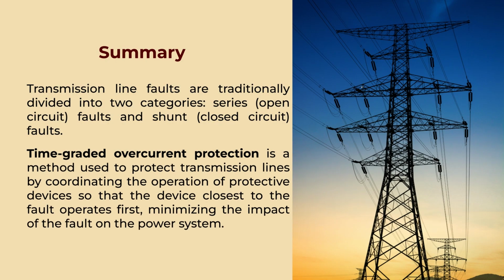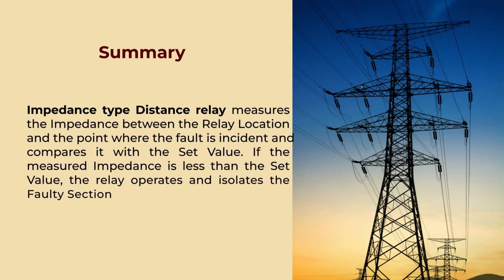Time graded overcurrent protection is a method used to protect transmission lines by coordinating the operation of protective devices so that the device close to the fault operates first. It minimizes the impact of the fault on the power system. Impedance type distance relay measures the impedance between the relay location and the point where the fault occurs and compares this impedance to the set value of impedance. If the measured impedance is less than the set value, the relay operates and isolates the faulty section.